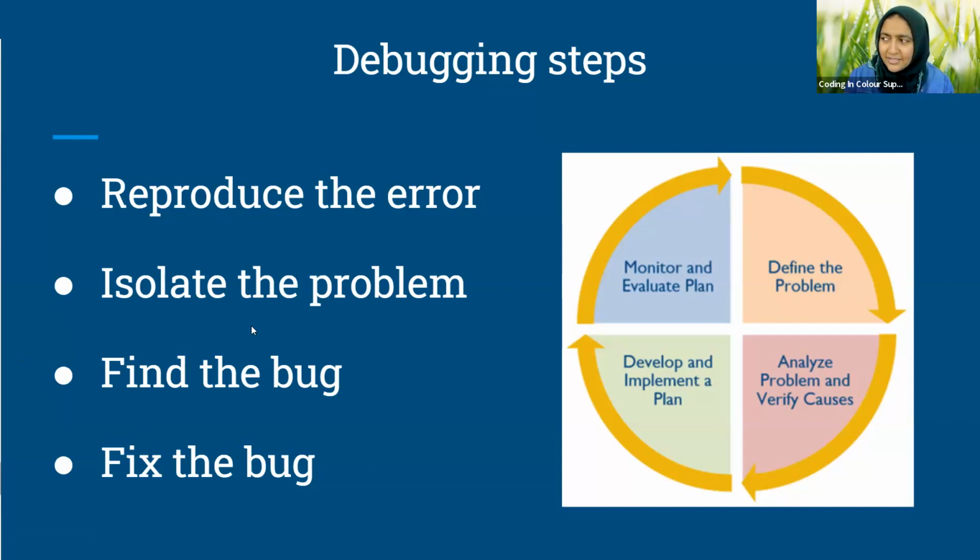So that's very similar to this little cycle here, where you define the problem, you analyze and verify the causes of that problem, and develop the plan for fixing it. And then, once you have fixed it, you try those steps again and make sure it doesn't crash, because it could be something else other than what you just fixed, right?